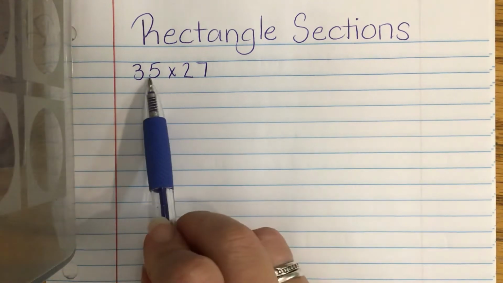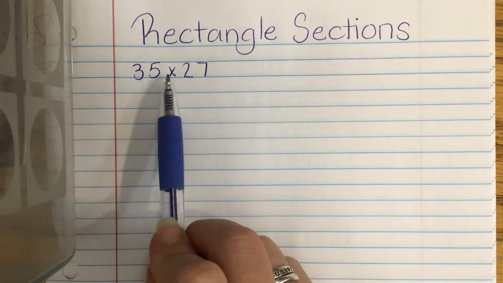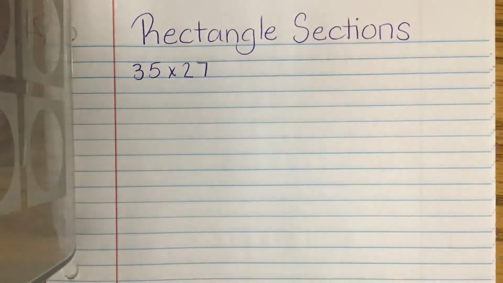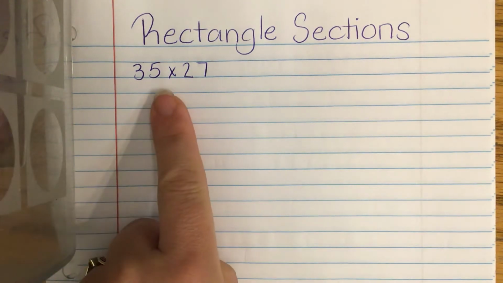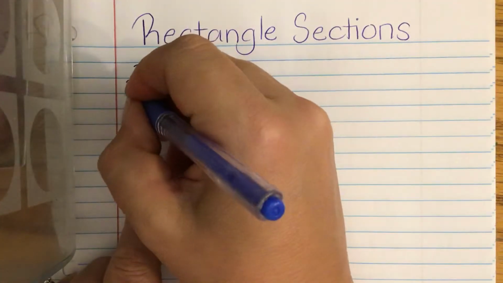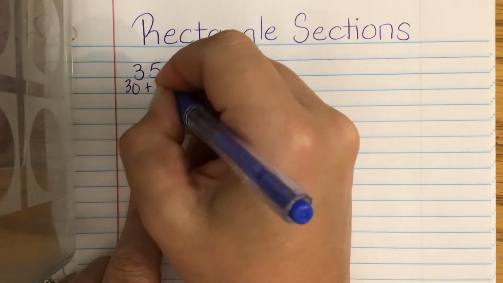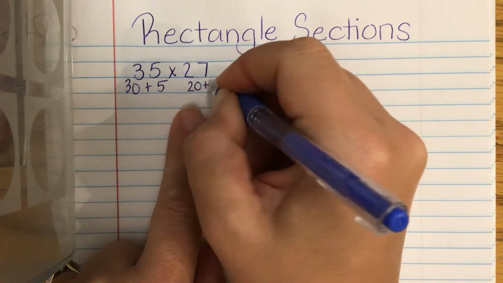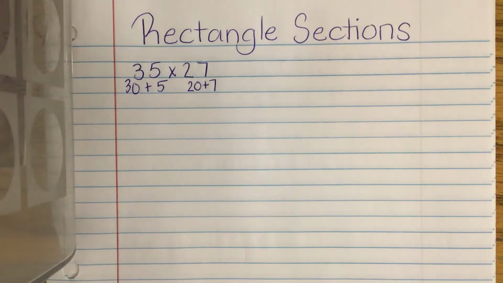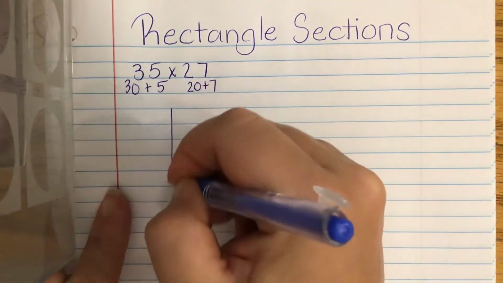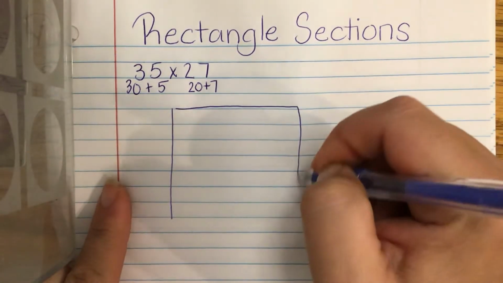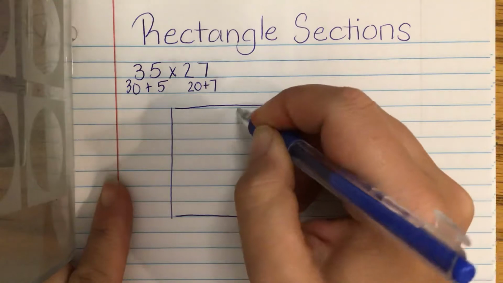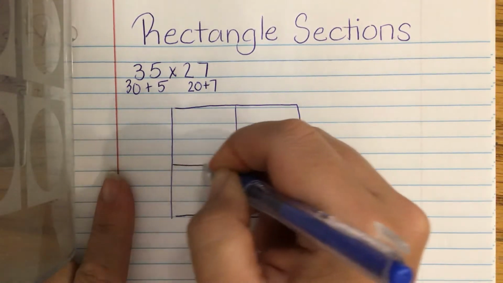So if I have the problem 35 times 27, I have to find the product. You know, product is the answer to a multiplication problem. So I'm going to do this by breaking this number apart into 30 and 5. And I'm going to break this number apart into 20 plus 7, right? So I took place values. So I'm going to draw myself a box, a rectangle. This one happens to be a square, because squares are rectangles.